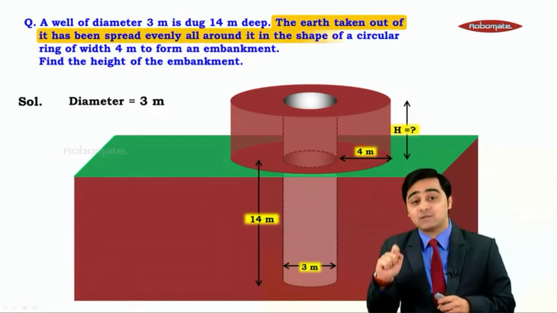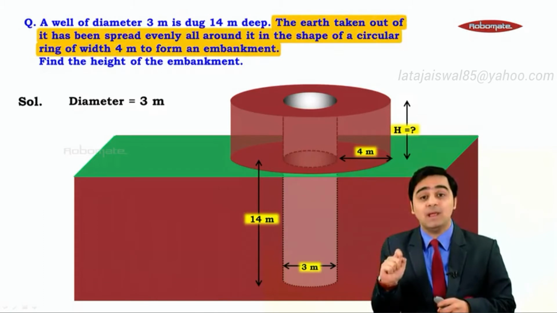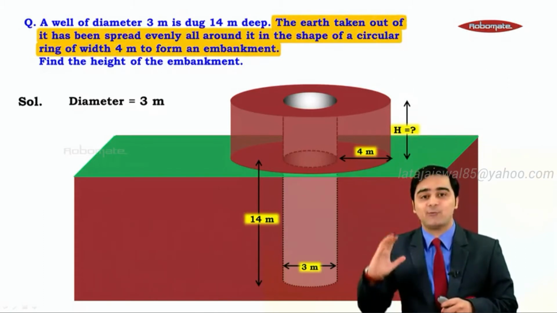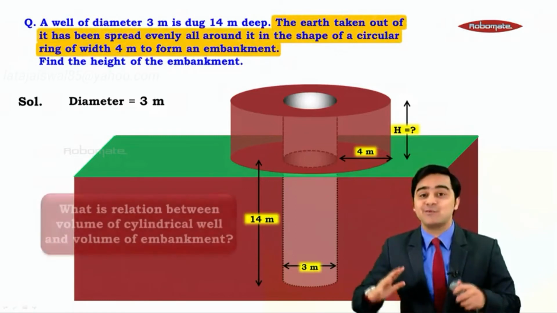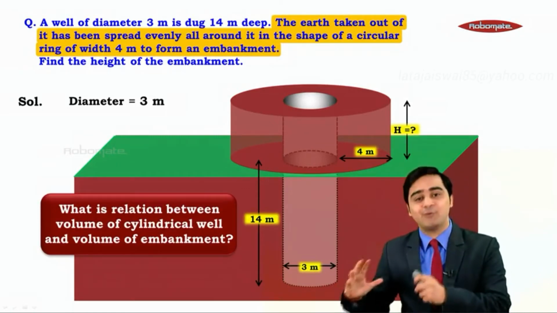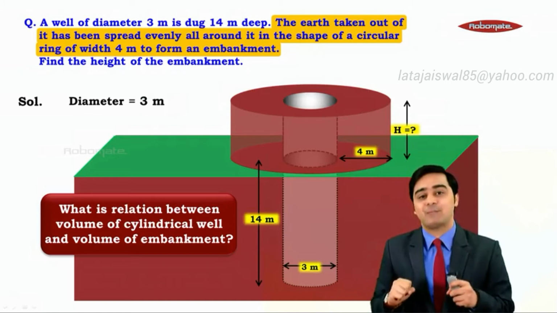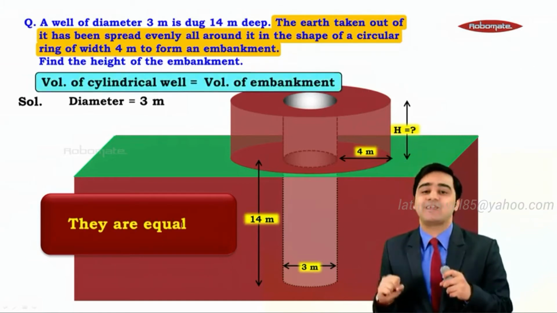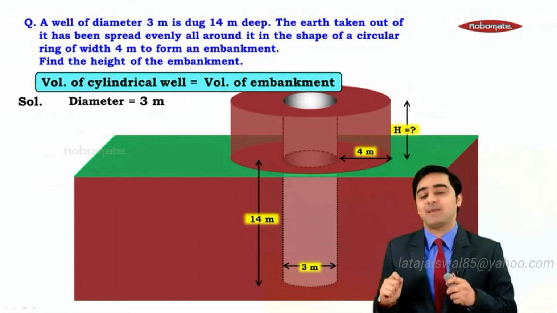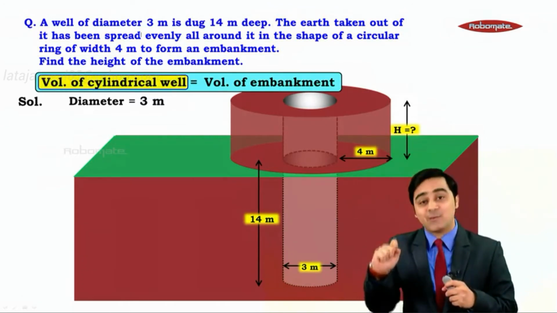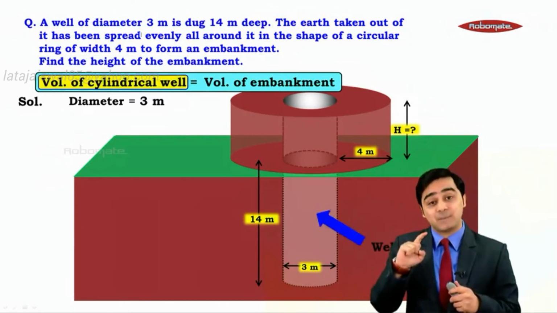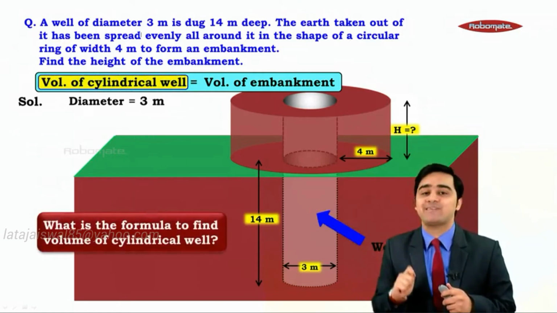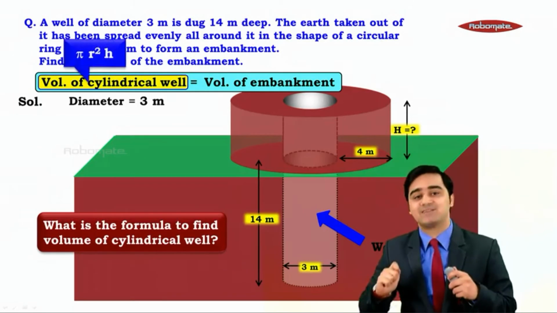Now let us see how can we find the height of the embankment. We know that the earth which is taken out of the cylindrical well is spread evenly all around it in the shape of a circular ring to form an embankment. So my dear students, what is the relation between the volume of the cylindrical well and the volume of the embankment? Yes, we can say that they are equal. So now we have volume of cylindrical well equal to volume of embankment. Let us first focus on getting volume of cylindrical well. Observe, this is the well we have. So my dear students, what is the formula to find volume of a cylindrical well? Yes, it is pi r square h.